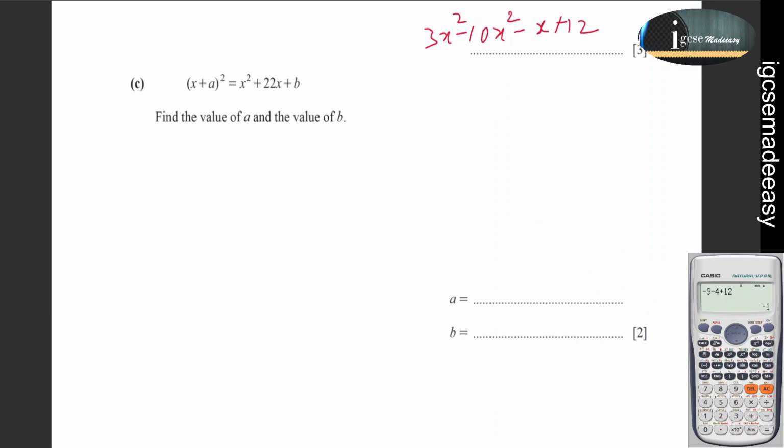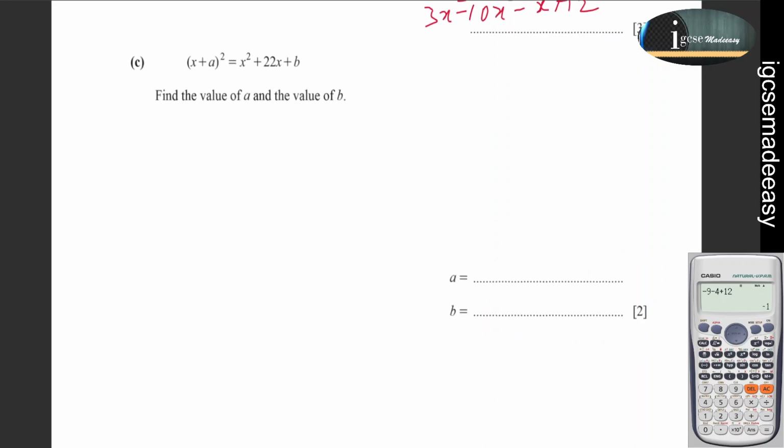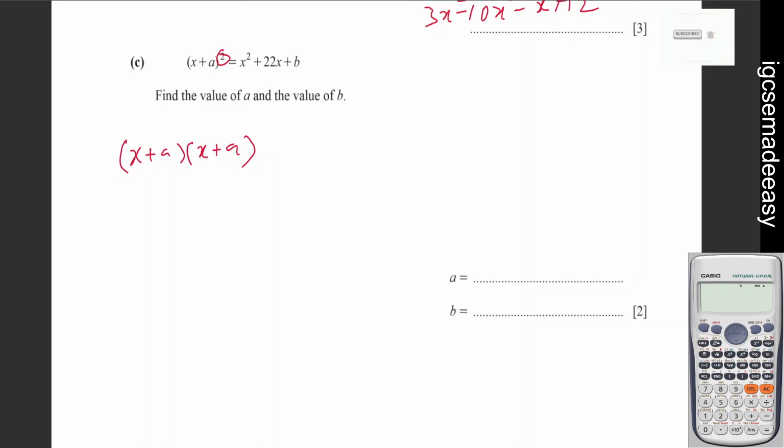So let's move on to part C. So part C, we can easily do it. Just you can see there is a square written. It means that we can open up x plus a and x plus a. We can write 2 times x plus a, right? That's why square is written. And we can equate it with the equation x square plus 22x plus b, right? So if I open up this bracket, it will give me x square plus ax plus ax plus a square, right?